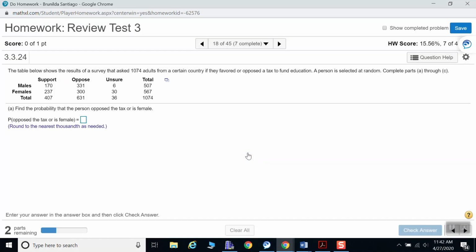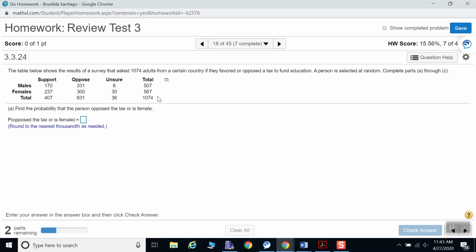Number 18. The table below shows the results of a survey that asked 1,074 adults from a certain country if they favor or oppose a tax to fund education. A person is selected at random. Complete parts A through C. Part A is asking to find the probability that the person opposes the tax or is female.